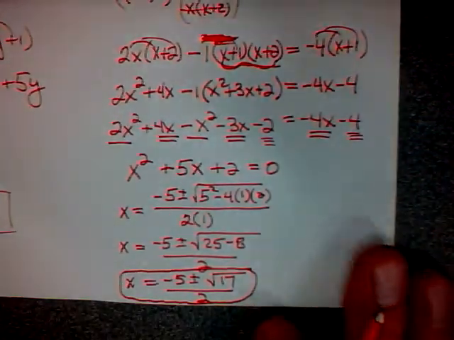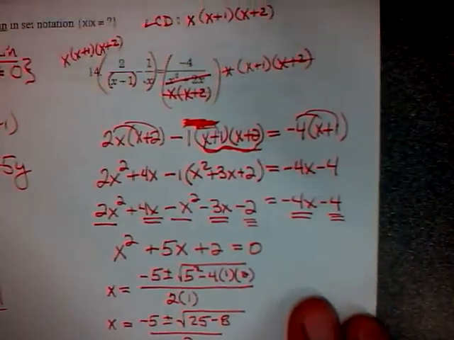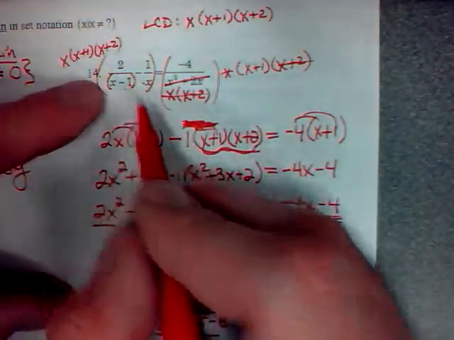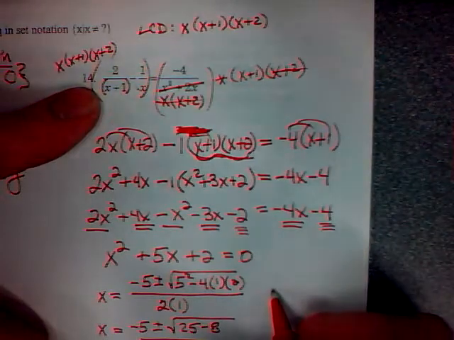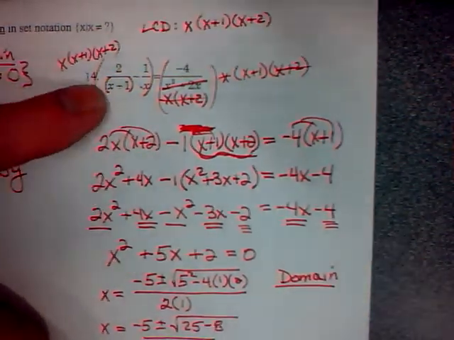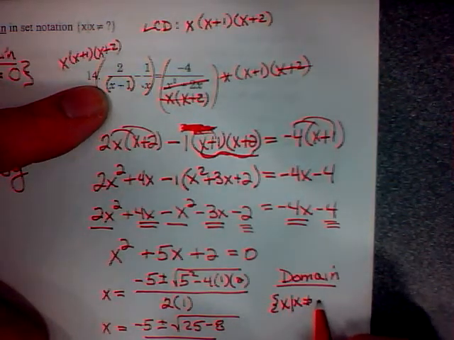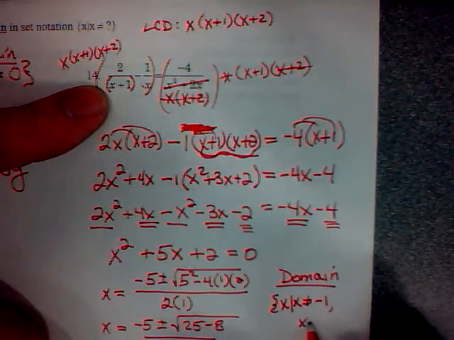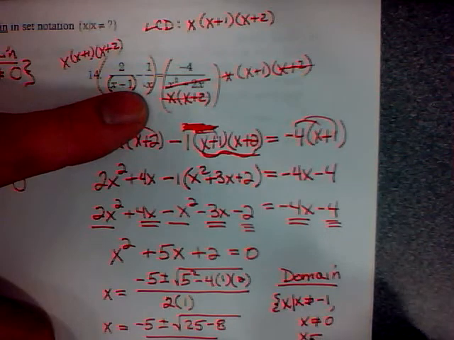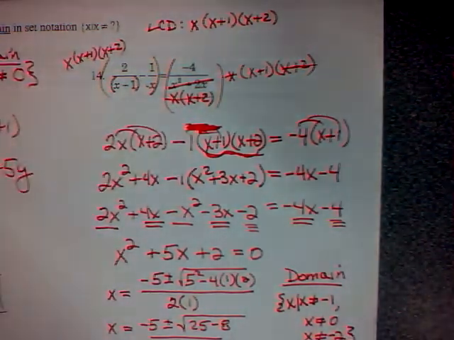Okay. And although I highly doubt that that's a bad value of the domain, we should list the domain because they ask us for it. So on this one, bad values of x here for our domain, I'll just list it off here to the side. The domain is x such that x can't equal negative 1, x can't equal 0, and x can't equal negative 2. Okay? So that's problem number 14.